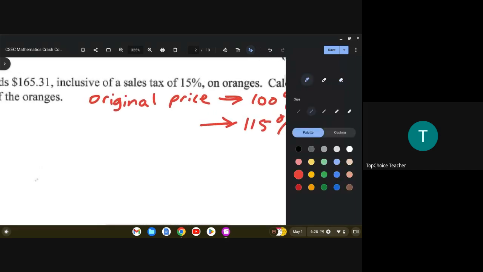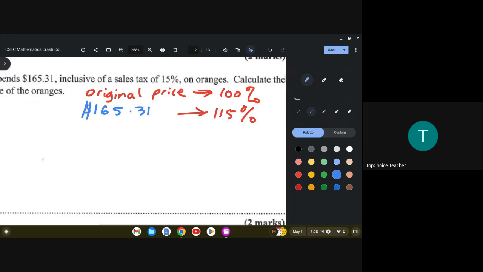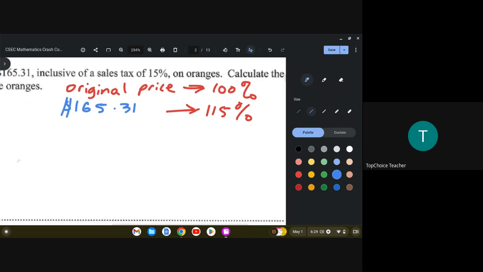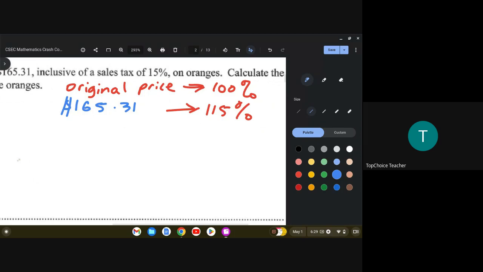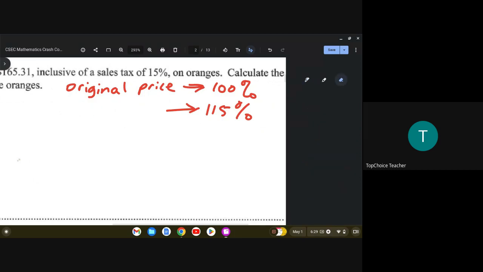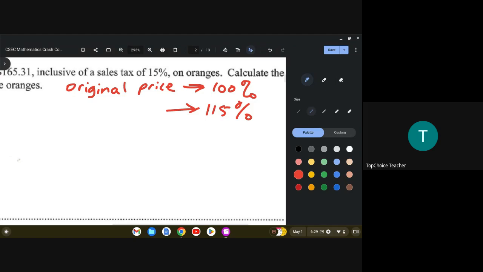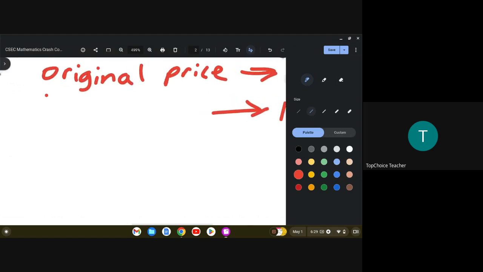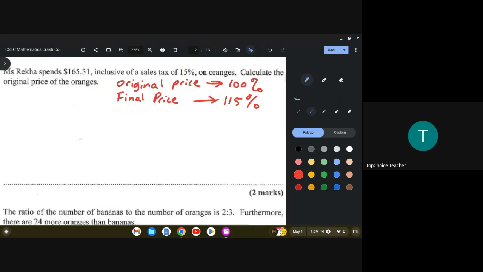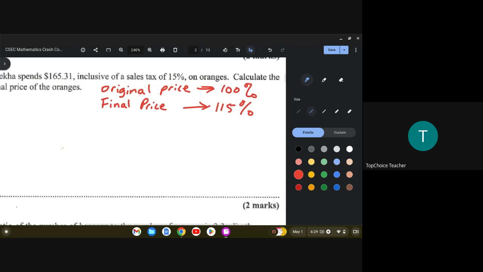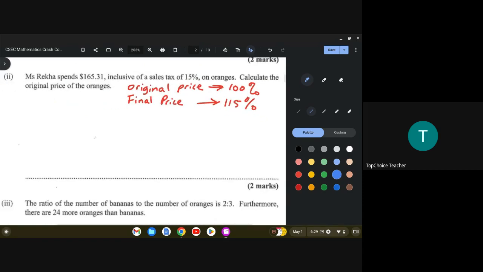This value is $165.31, so I'm going to write it in here. This is the final price, which represents 115%. Better yet, for the sake of your notes, let me leave the words final price here so that when you're looking at the notes, you'll see it. All right, so with this bit of intuition, watch how easy it is to do the question now.